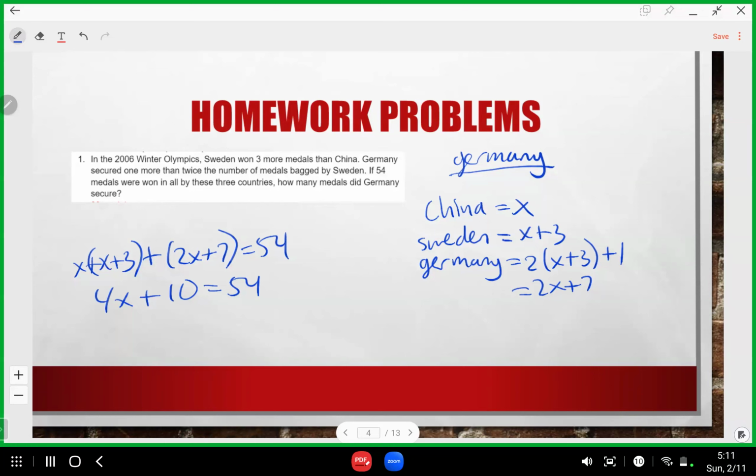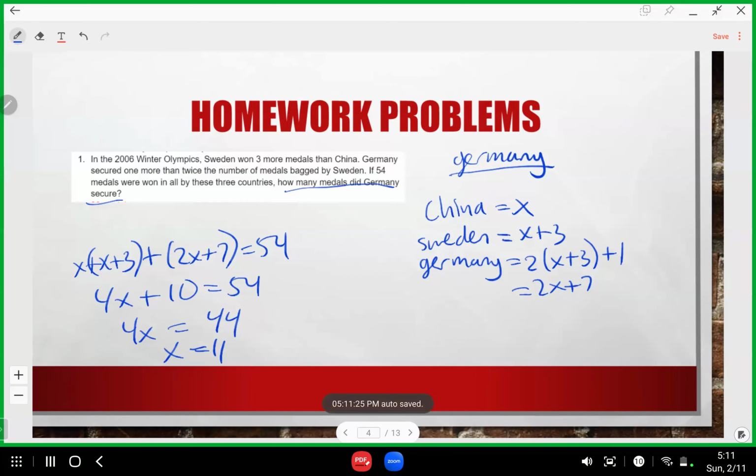4 x's here. So 4x is equal to what? 44, x is equal to 11. So the answer should be 11 for China, but not for Germany, right? Because this is where it comes in handy, reading the question. You can't just stop at x here. It is not just 11, because 11 is how many China has.